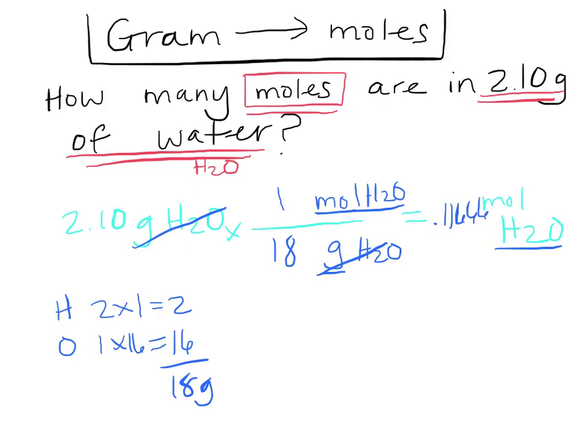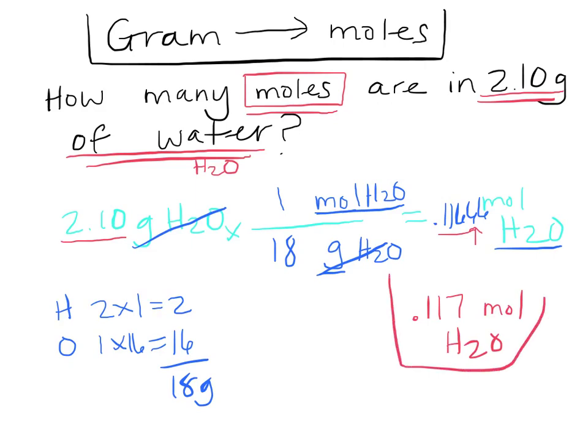6 is out there. So what we need to do is look at our number of sig figs, and I have 3 sig figs here. So I'm only going to need 3 sig figs in my answer. But notice this 4th sig fig here is bigger than 5. So my final answer for this is going to be 0.117 moles of water. And that's my final answer, so I want to go ahead and put a box around it.